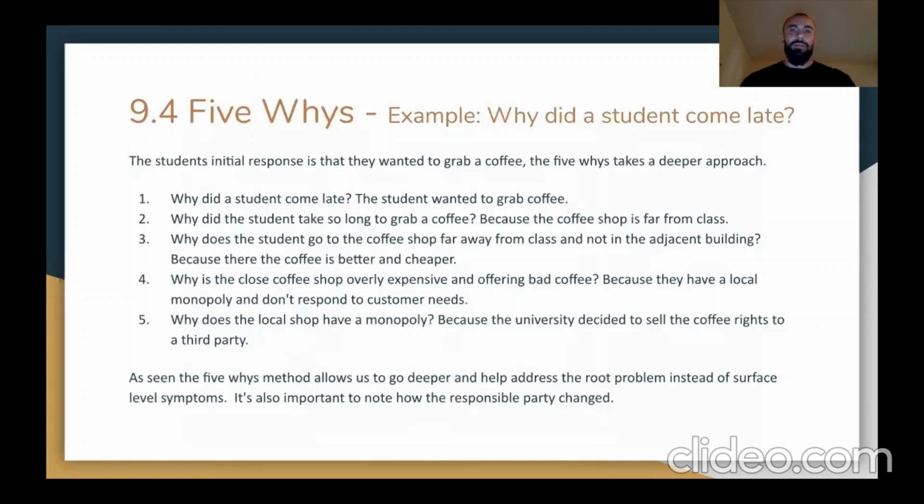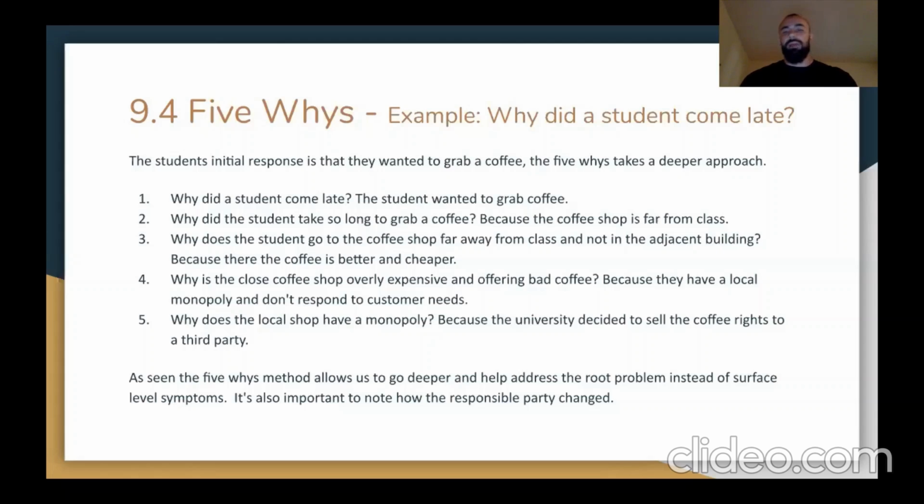The 5 whys. This is an example of why a student came late. So the first question you ask is, why did you come late? And the student would reply that they wanted to grab a coffee. And then we ask the student, why did you take so long to grab the coffee? And he or she replies, because the coffee shop is far from class. Why didn't you go to the close by coffee shop next to class? Because the coffee at the other coffee shop is better and cheaper. And so then we ask, why is the coffee shop that's close to class so overly expensive at offering bad coffee?